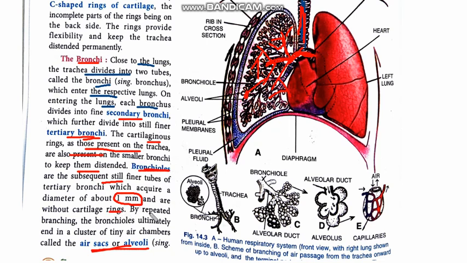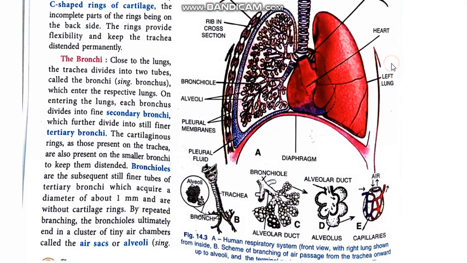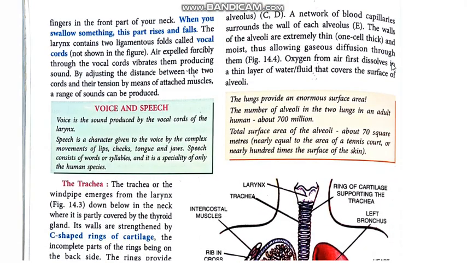Okay, and by repeated branching or dividing, the bronchioles finally end in a cluster of tiny air chambers. They are known as the air sacs or alveoli, and in the singular, they are known as alveolus. Okay, so when I'm showing you the diagram, we will see a network of blood capillaries surrounds the wall of each alveolus, and the alveoli will be like this.